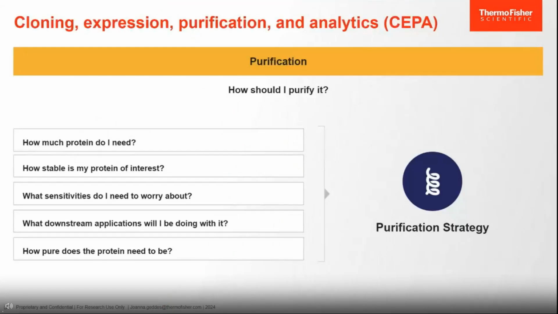So, questions you want to ask yourself when you're setting up your purification. How much protein am I going to need at the end? How stable is my protein of interest? Are there other sensitivities I need to worry about? What's going to be compatible with my downstream application? And how pure do I need my protein to be? And if you can answer all those questions, you're going to easily be able to set up your purification strategy.